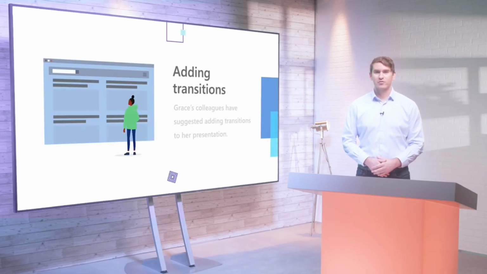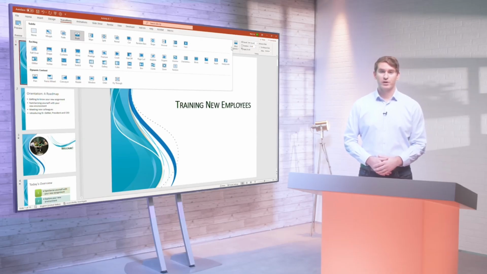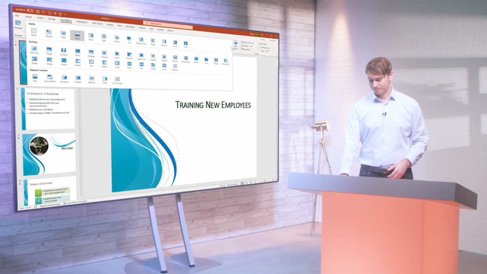Over at WestCal, Grace has sent her presentation to her colleagues and they've just completed their reviews. Some of them have commented that the presentation itself wasn't really all that exciting to view. They suggested that maybe Grace could use some transitions to add a bit of visual engagement. Grace's colleagues have given her some good advice. Transitions would be a great way to liven up her presentation. So how can Grace and other PowerPoint users apply transitions to a presentation? Check out this tutorial and then see if you can help her out.